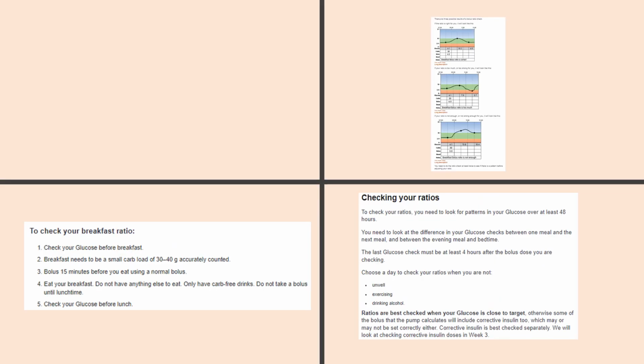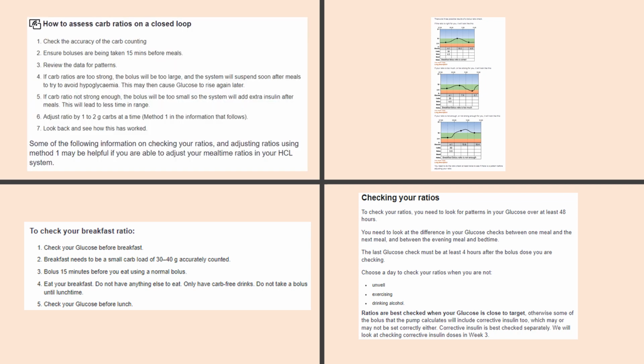We encourage participants to check their ratio twice on days when their glucose is in target before the meal. The process is: check their glucose before the meal. The meal needs to be a small carb load of 30 to 40 grams counted accurately. Bolus 15 minutes before eating using a normal bolus. Eat the meal. Do not have anything else to eat. Only have carb-free drinks. Do not take a bolus until the following mealtime or bedtime, at least 4 hours later. Check their glucose before the next meal or bed.